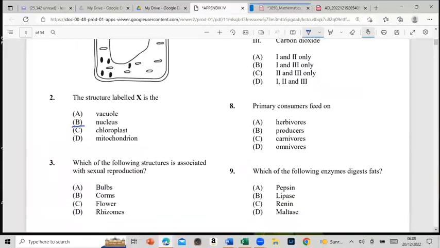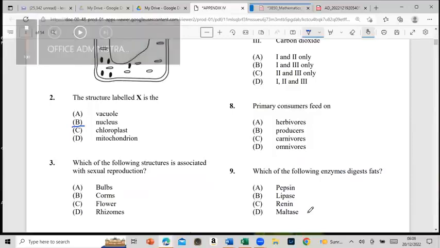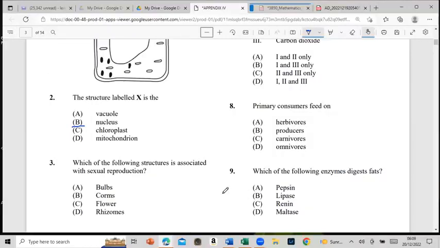Which of the following structures is associated with sexual reproduction? Is it bulbs, corms, flowers, or ribosomes? And that is flower. So that's sexual. Let's move on to 4.